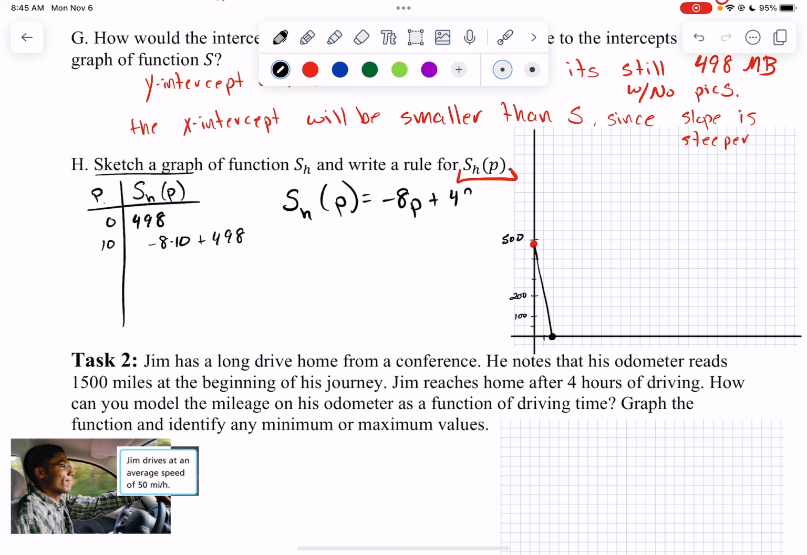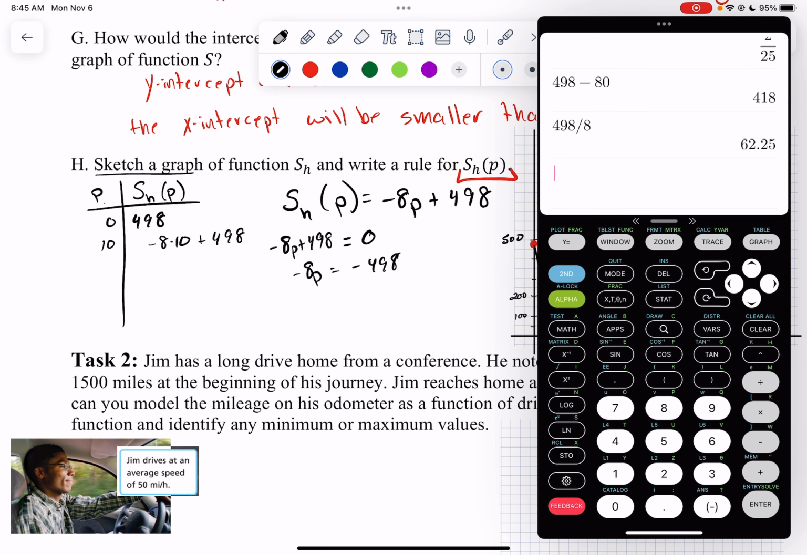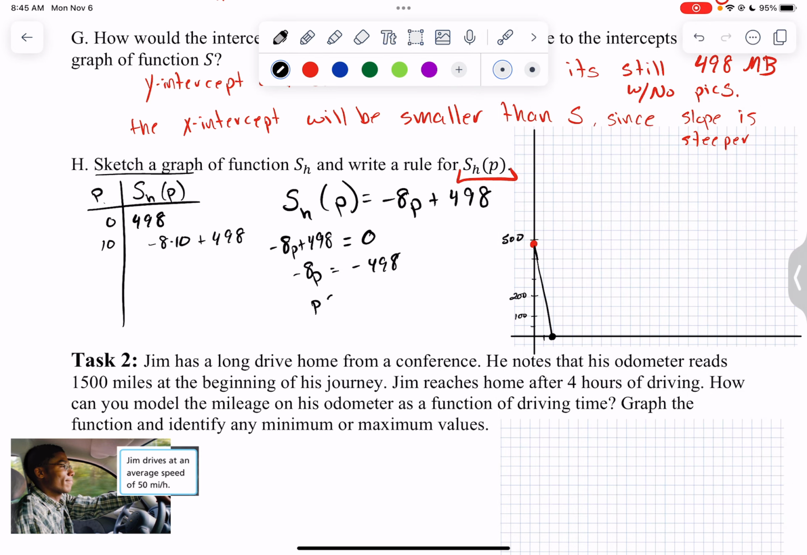I'm going to find the 0, so I'm going to set this equal to 0 to help me find this spot down here. Okay, so we subtract the 498, negative 8p equals negative 498. So take 498 divided by 8. We get 62. Okay, so I can take a maximum of 62 pictures.